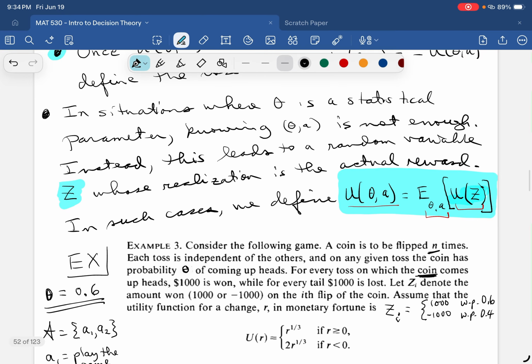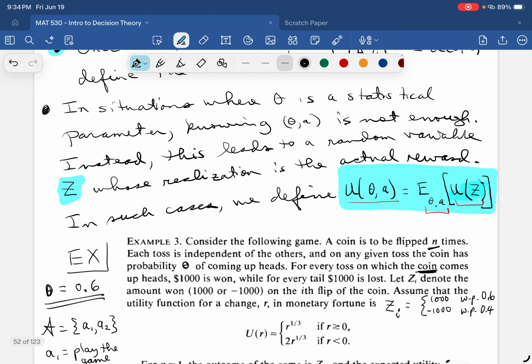And the utility function that we're going to use here is what you see there. And it says this is a utility function for a change. So we're not considering utility in terms of a person's total fortune. We're just looking at the utility in the change in our monetary fortune as a result of playing this game. And so you can see that losses are weighted in a sense twice as bad as a gain.